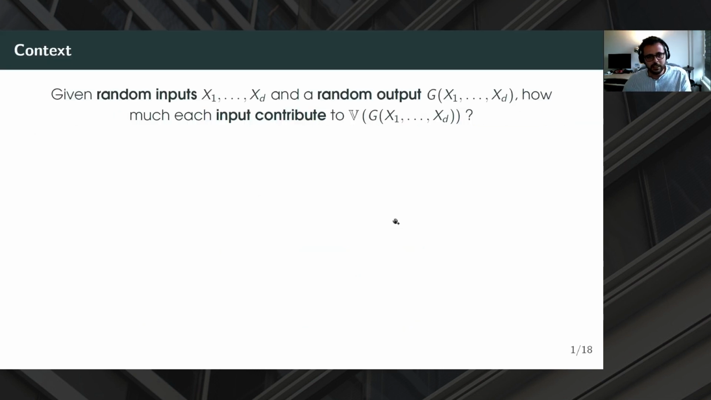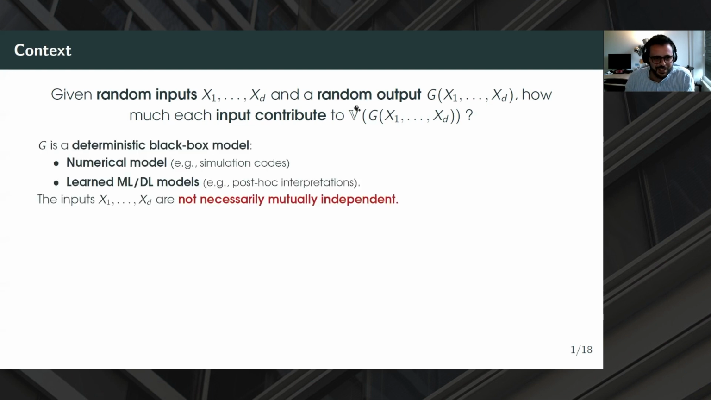importance. So for context, we have a fairly simple question, which is: given some random inputs, x1 to xd, and some random output, which is just a function g, which we're going to assume to be black box, how much does each input contribute to the variance of the random output? So basically, this is what importance quantification is.